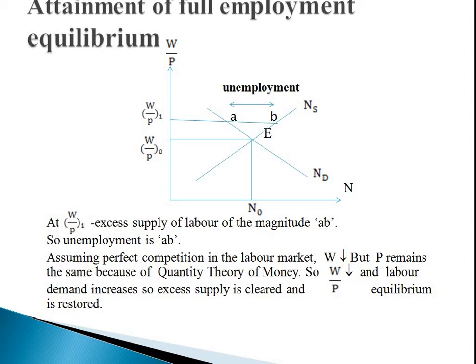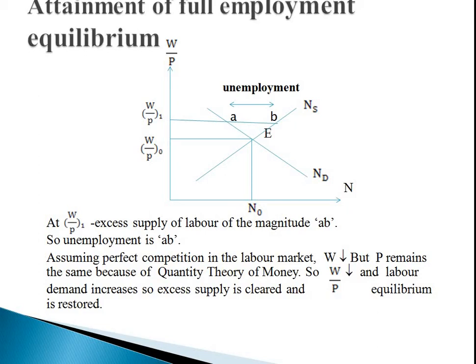falls. Now, whether the labor demand will increase to absorb this excess supply and restore the initial full employment equilibrium will depend on the effect of a fall in this W on the real wage rate W by P, which depends on the effect of a fall in W on the price level P. Now, classicals were not very clear about the effect of a fall in W on P, because they believed in the quantity theory of money, which we know says that money is the only factor affecting the price level. So when money wage rate W falls, they said that price level would remain the same.